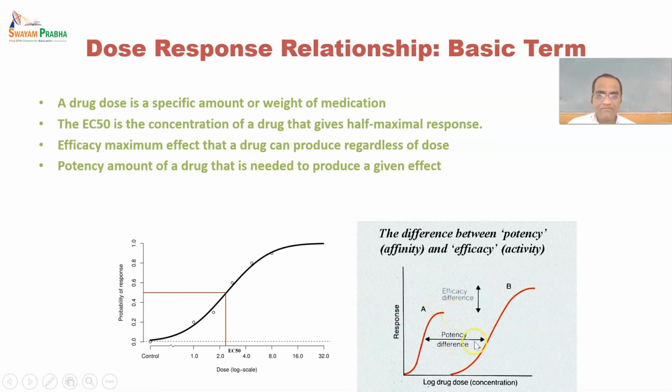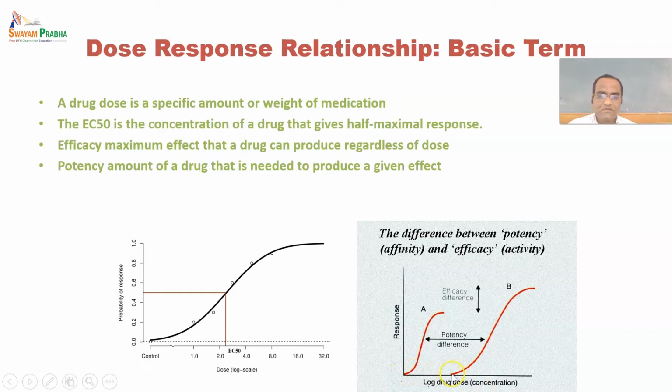From the graph it can be understood: response versus log drug dose concentration. Here drug A molecule is showing a response, and after that drug B molecule is showing a response. The potency of drug A is more than that of B, because it has more biological affinity towards the receptor. So A binds fast, but B binds slowly.